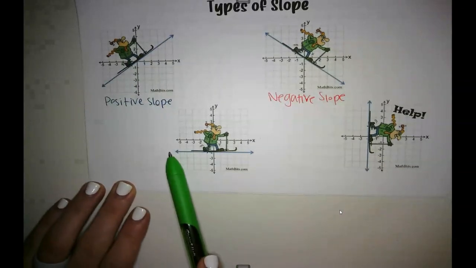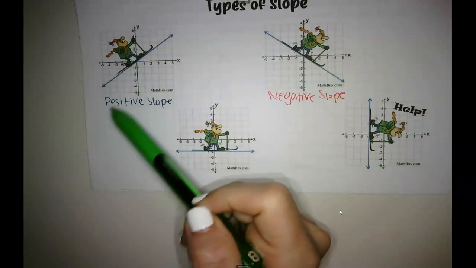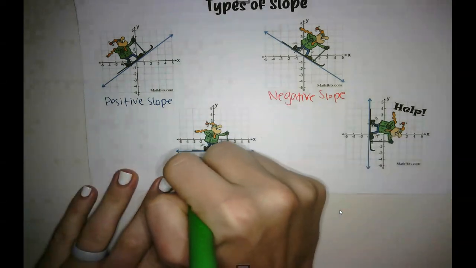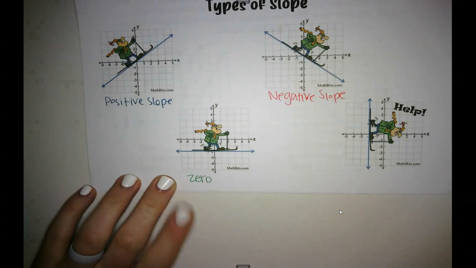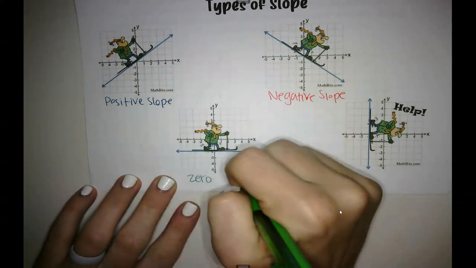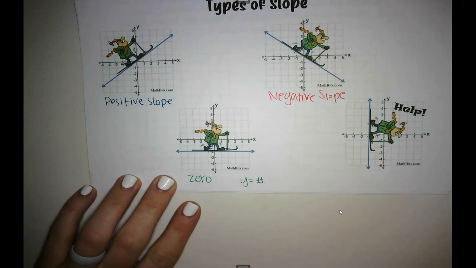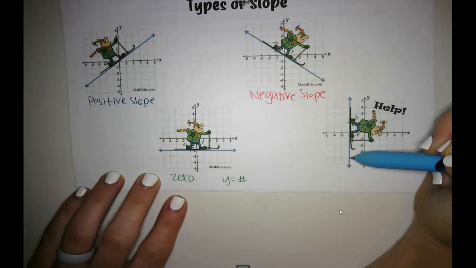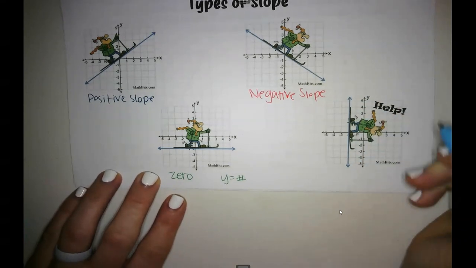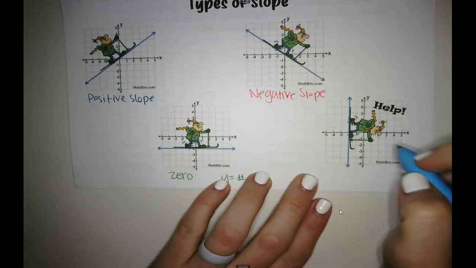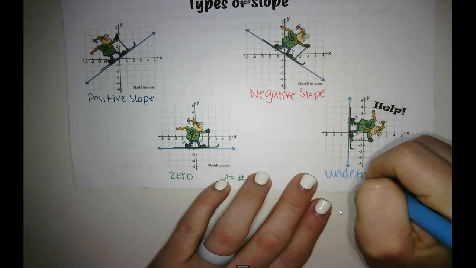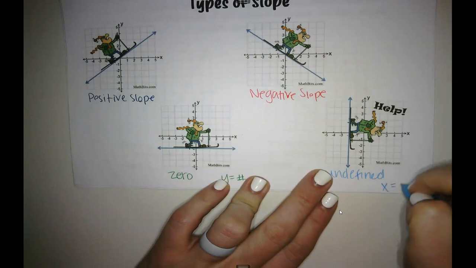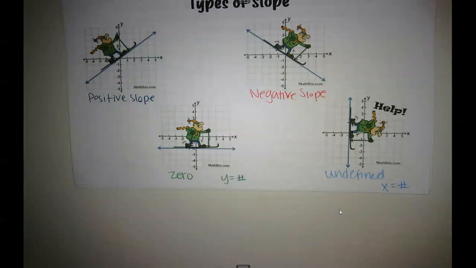If our skier is going straight, not up nor down, he is going straight across, then we have a 0 slope. And this is one of our special graphs, which is going to be a y equals some number. And if, oh no, our skier is going straight up and down, then our slope is going to be undefined. Again, this is one of our special graphs, and this is when we have an x equals some number.